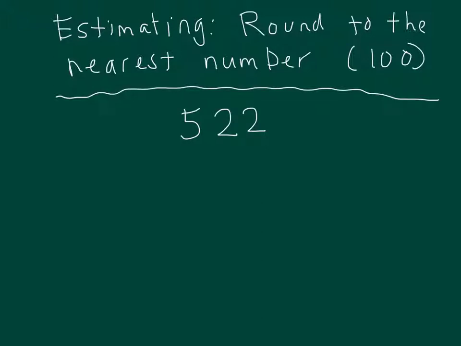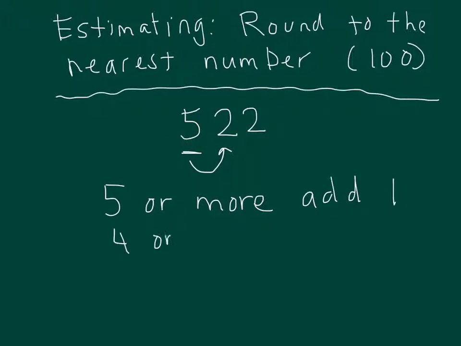Okay, so the main rule is we look at the first number, which is 5, and then we go to the right. Is this digit 5 or more? If it's 5 or more, then we're going to add 1 to the hundreds. If it's 4 or less, then it stays the same. Alright, so that's what we need to remember.